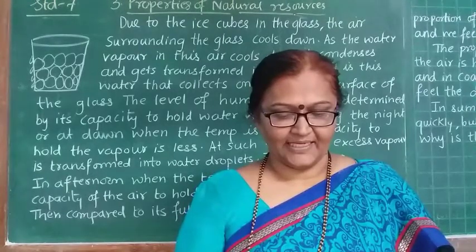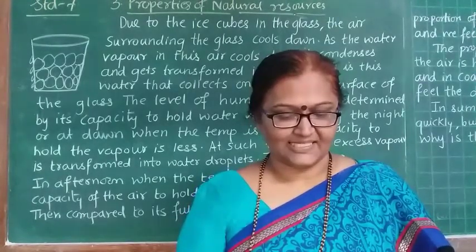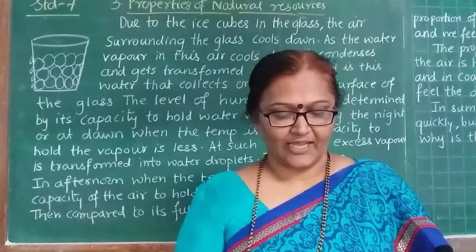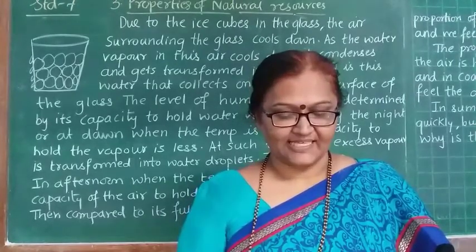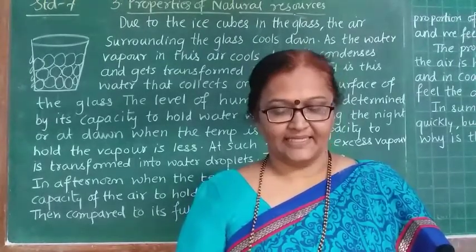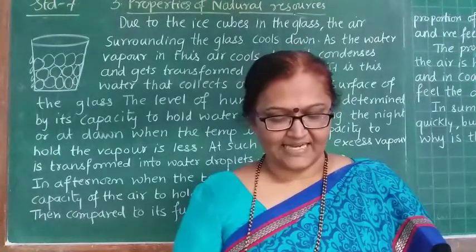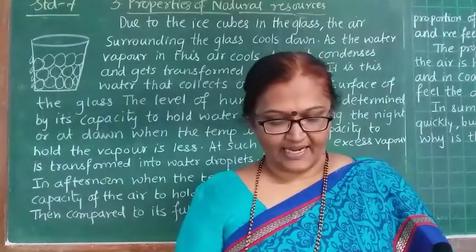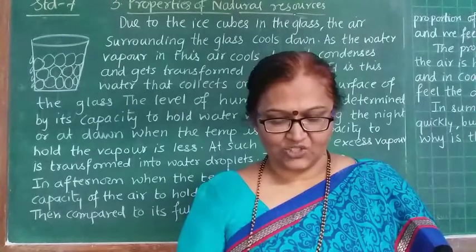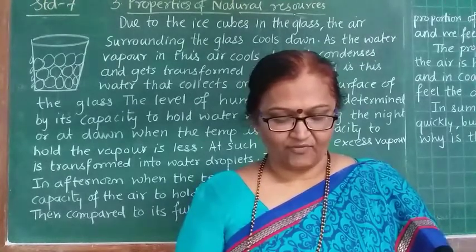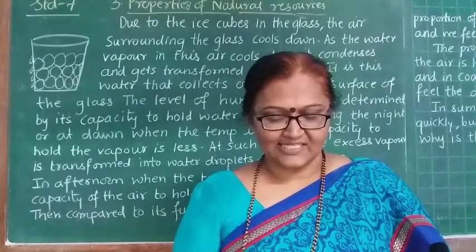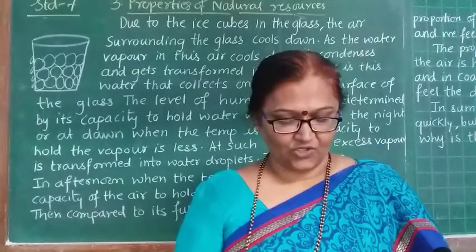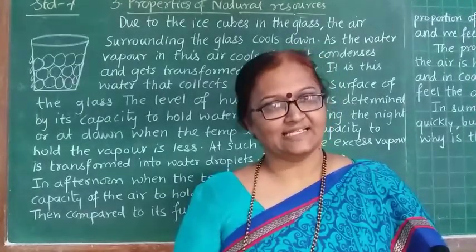The level of humidity is different in different places. Similarly, the humidity level also changes from time to time during a single day. The level of humidity of air is determined by its capacity to hold water vapor. During the night or at the dawn, when the temperature of air is low, its capacity to hold the vapor is less. At such times, the excess vapor is transformed into water droplets. This is what we call dew.